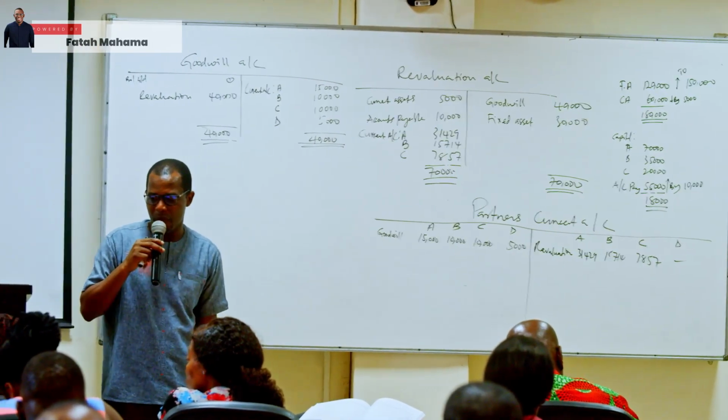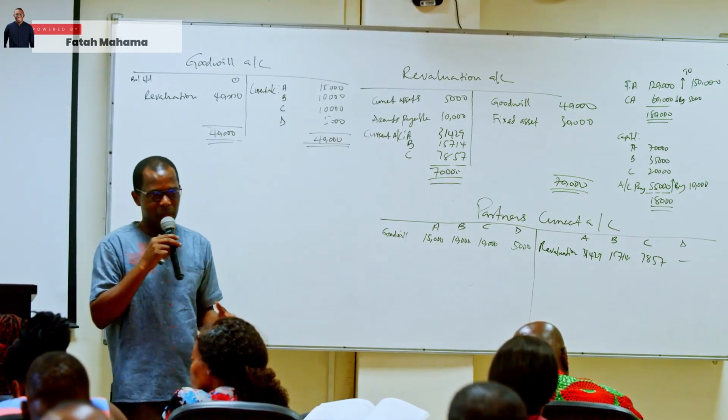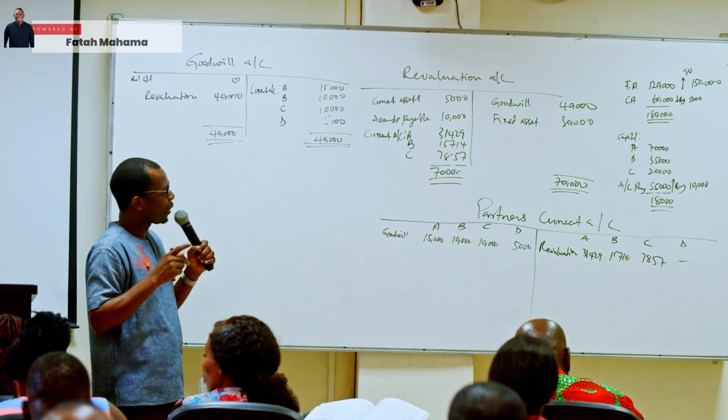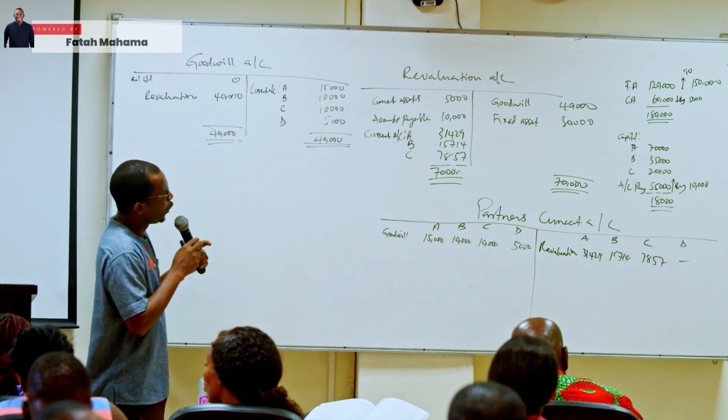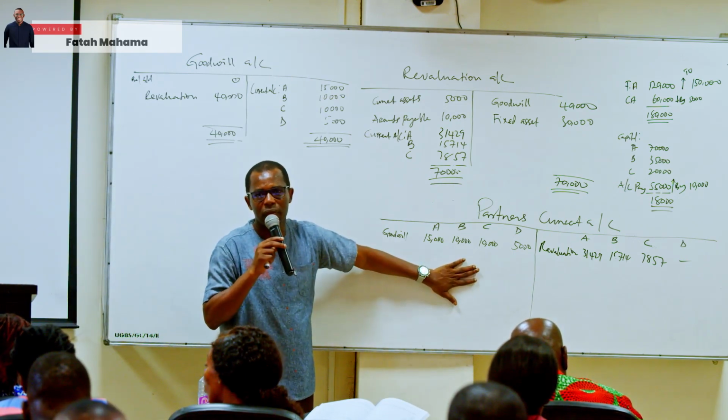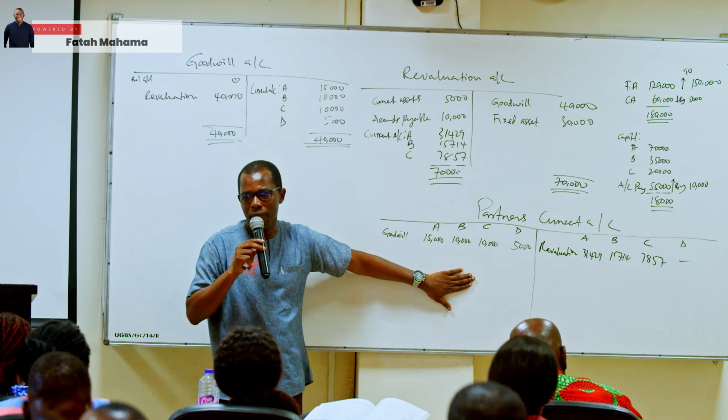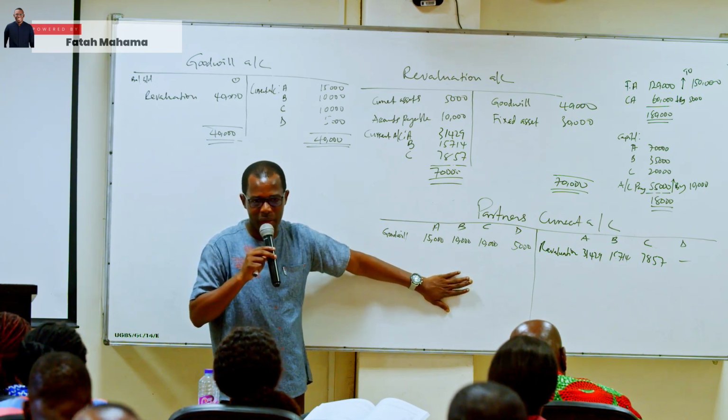3. D brought in 80,000 cash capital. That's why there's a bit of... Okay, we'll explain that. So we are done with this. All we need to do is to balance it off. Okay, we'll balance this off.